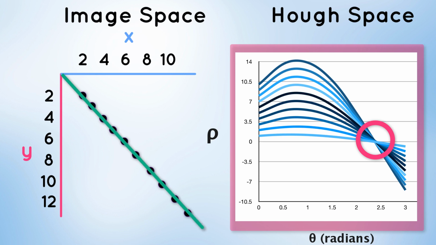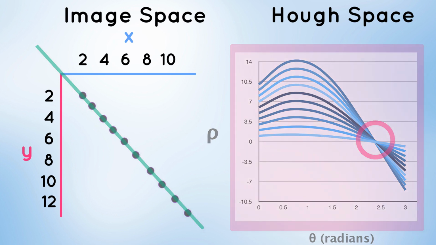So just like before, a line can be detected by finding the number of intersections between curves. The more curves intersecting means that the line represented by that intersection crosses more points. In our case, all 10 of our curves intersect at a single point, which means that there is a single line with some rho and theta value that crosses all 10 of our dots.